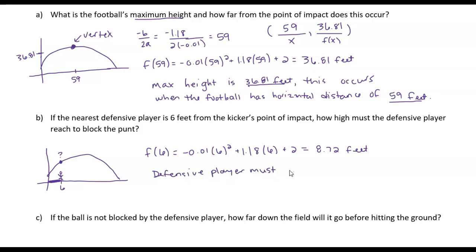A defensive player must get to a height of 8.72 feet to block the punt. So probably someone's not going to be that tall, but maybe they can jump up and get their hands up and maybe block the punt.